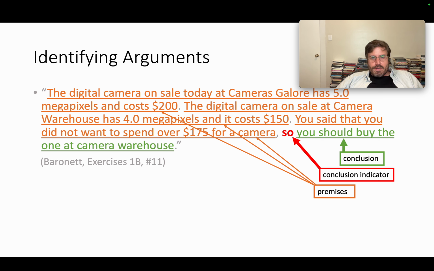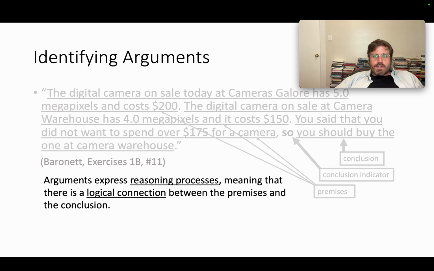Taken together, we're given the information that we have this one camera over here that's out of your price range and this one camera over here that's not out of your price range. Okay, so that's essentially what the sentence is trying to get you to grasp. So arguments have what we call a reasoning process, meaning that there's a logical connection between the premises and the conclusion. These premises are not just random or haphazardly given.